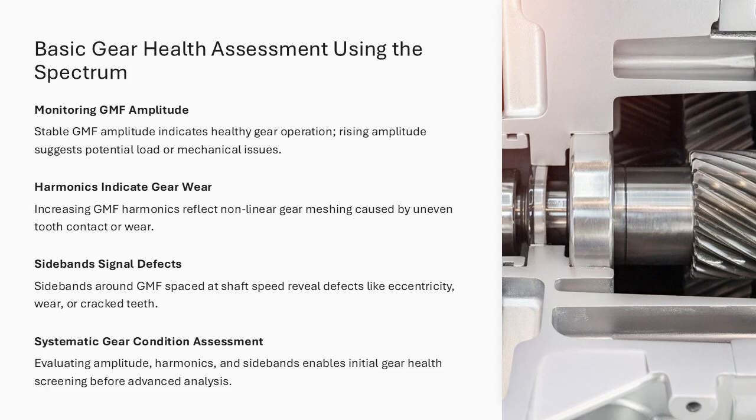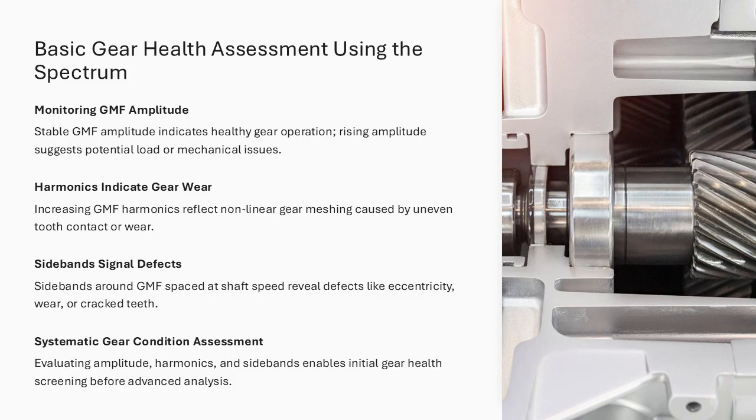The appearance or growth of GMF harmonics often reflects increased nonlinearity in gear meshing. This can result from uneven tooth contact, stiffness variations due to wear, or backlash effects. Harmonics extending to higher orders suggest more severe or widespread contact irregularities. Additionally, the emergence of sidebands around GMF and its harmonics is one of the most important indicators of gear defects. Sidebands spaced at shaft speed indicate modulation caused by once per revolution variations such as eccentricity, wear, or cracked teeth.